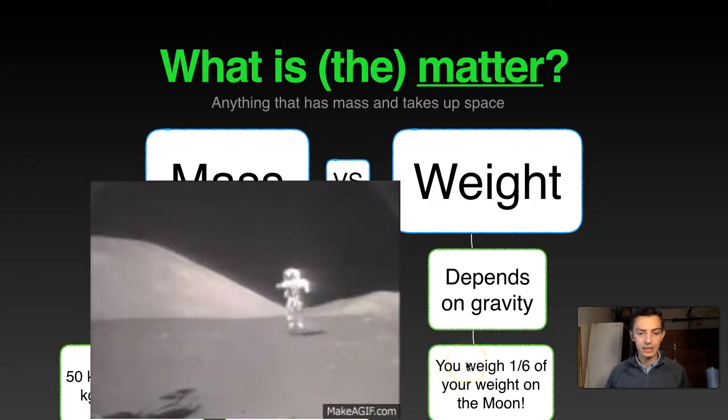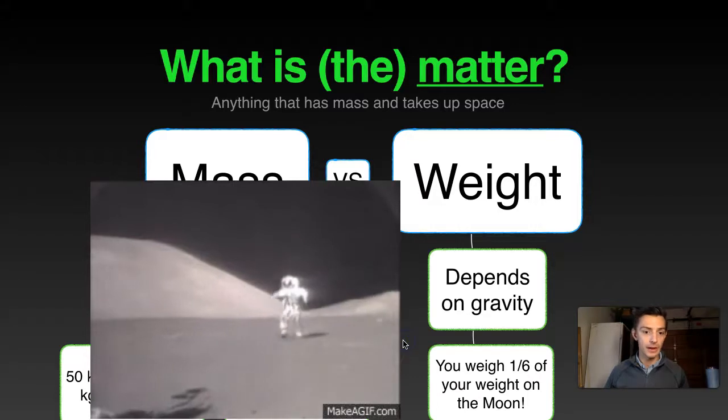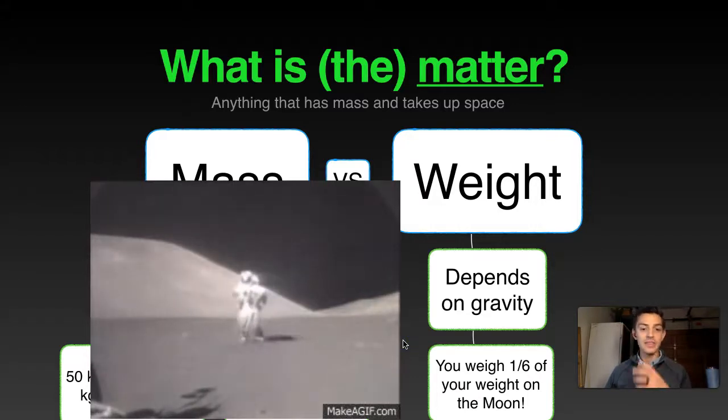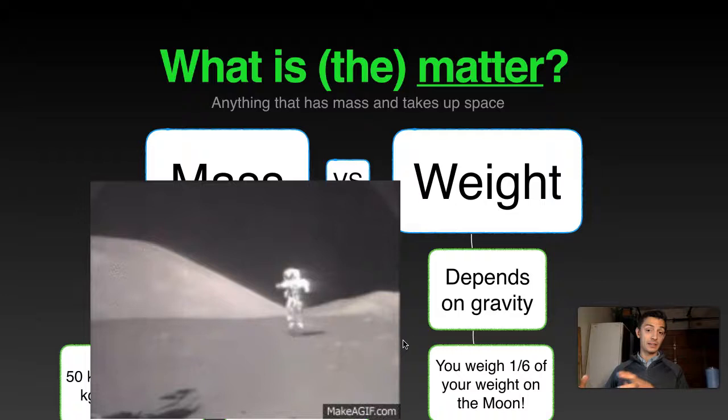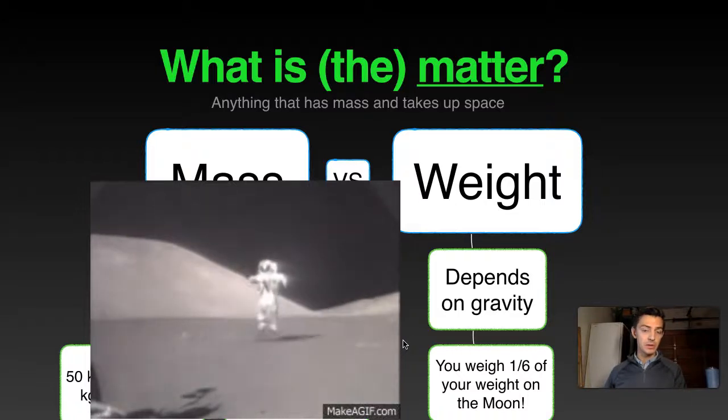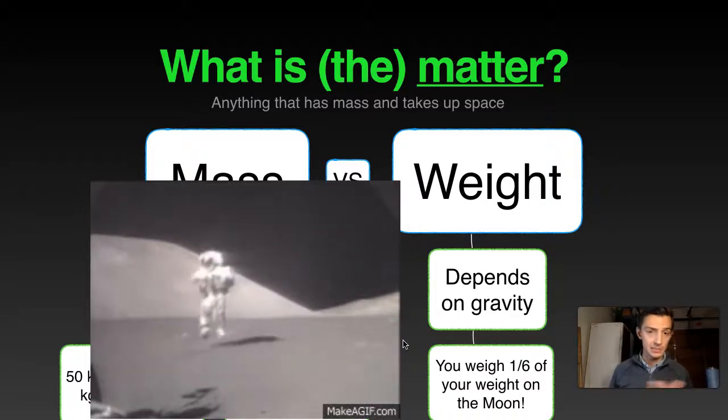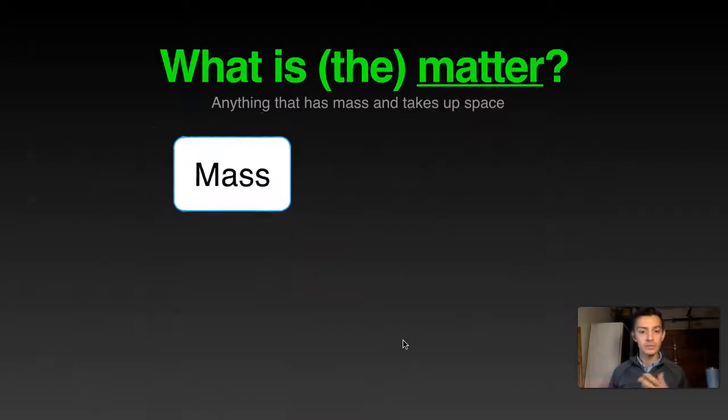You might see this makes sense when people are on the moon and they're jumping around, kind of hopping. That is the effect of the weight being less on the moon, whereas their mass is of course the same, has not changed. So that's the difference between those two quantities.